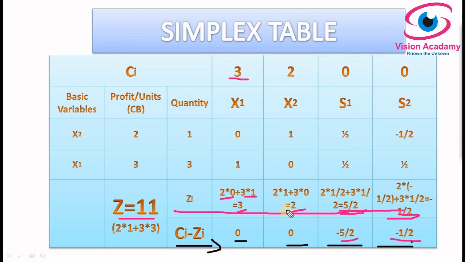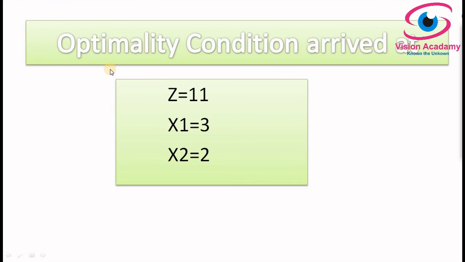Along with that, one more thing you should consider in the simplex table is the basic variable. When Cj minus Zj is in the optimality condition, the basic variables must be x1, x2. There must not be any slack variable. If there is a slack variable, you are not able to define the x1, x2 values. So in this case, there is no slack variable in the basic variables, and Cj minus Zj is in the optimality condition. Then we arrive at the optimality condition, Z is equal to 11.